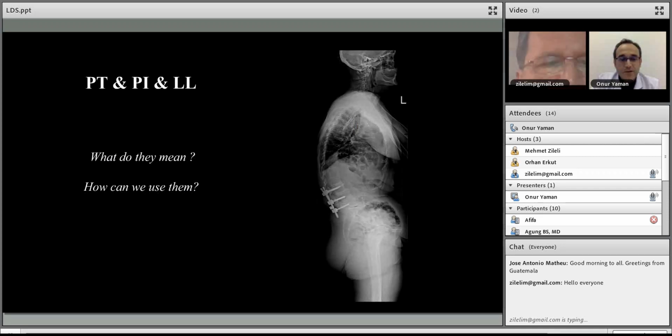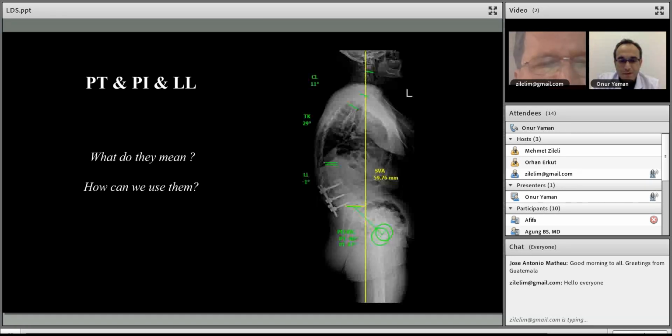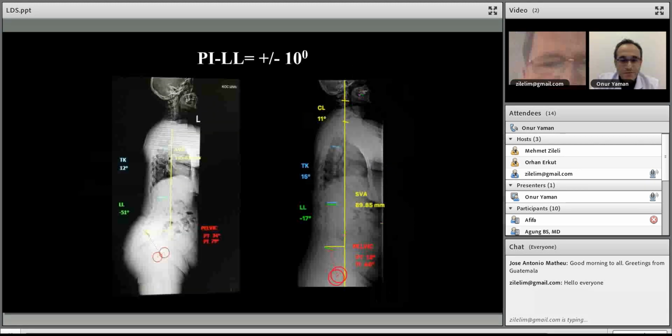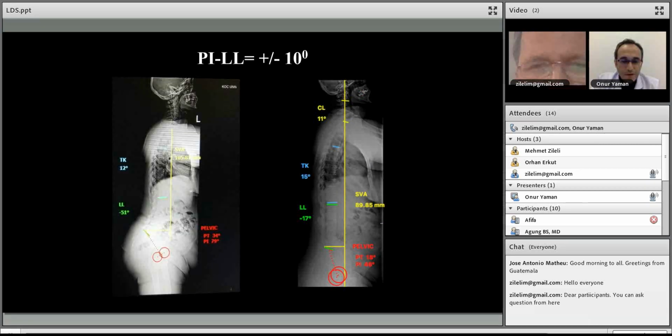So what do the terms pelvic tilt, pelvic incidence, and lumbar lordosis mean? And how can we use them in our daily practice? If you look on the left side, the pelvic incidence is 79 degrees. On the right side, it's 40 degrees.